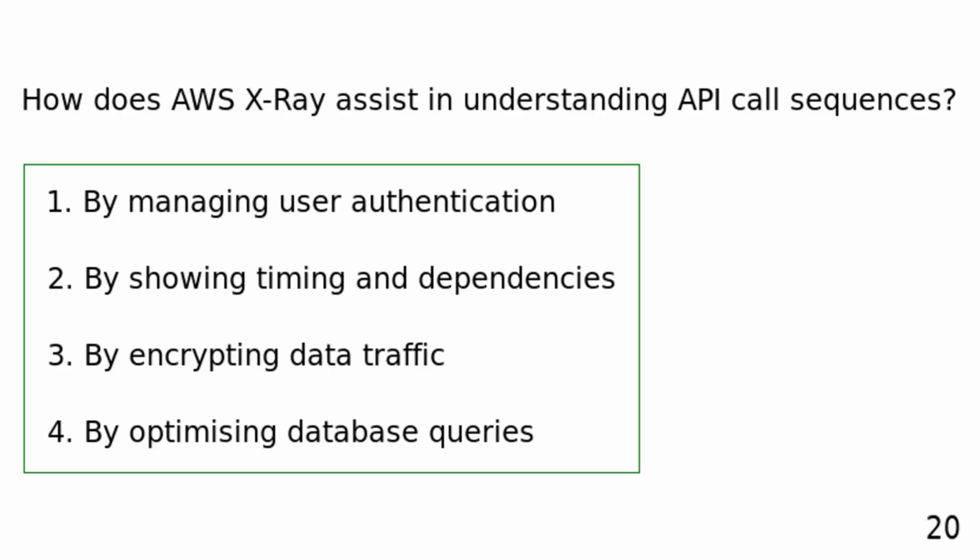How does AWS X-Ray assist in understanding API call sequences? By managing user authentication. By showing timing and dependencies. By encrypting data traffic. By optimizing database queries.